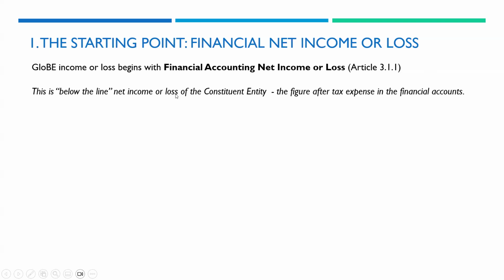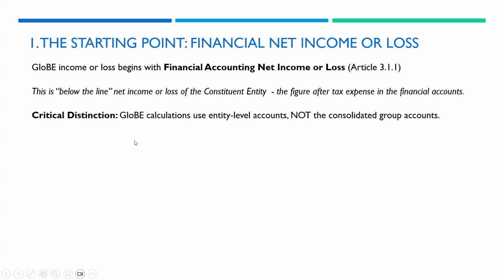Okay, so that would be the starting point, the figure you will take to find the globe income. Now, globe income uses entity level accounts and not the consolidated group accounts. There has been a lot of misconception. M&E is a global group, and for scope determination we were taking the consolidated financial statements' revenue, right?